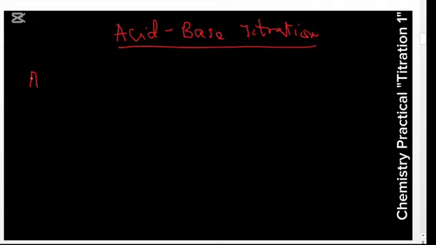So our acid most often is poured into the burette. However, we can have what we call back titration. But in most acid-base titration, your acid is in the burette. Okay. And then your base is going to be in the conical flask.